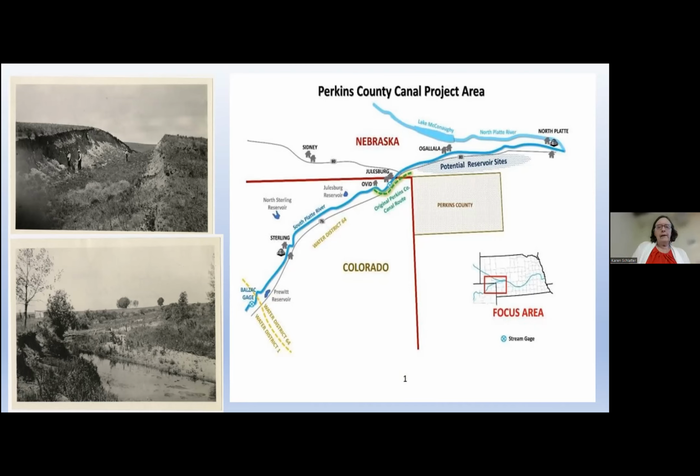You can see on the side map there where they would take the water and put it into potential reservoir sites in Nebraska. Now, one of Colorado's concerns with respect to this project is that the diversion will interrupt those precious return flows that our farmers at the lower part of the South Platte rely on. So there's engineering that needs to be done, things that need to be figured out, and there are environmental concerns that also have to be addressed.